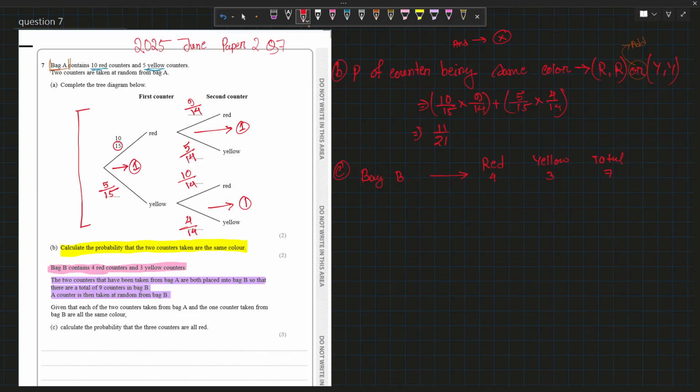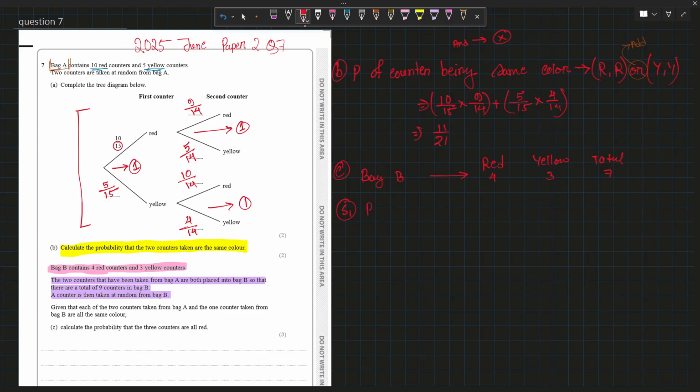One is that maybe from bag A I have picked 2 red and put them in bag B. Or there could be a scenario where I take 1 red and 1 yellow and put it in bag B, or I could have taken all yellow and put it in bag B. So let me write the scenarios here. Scenario number 1, that is S1.